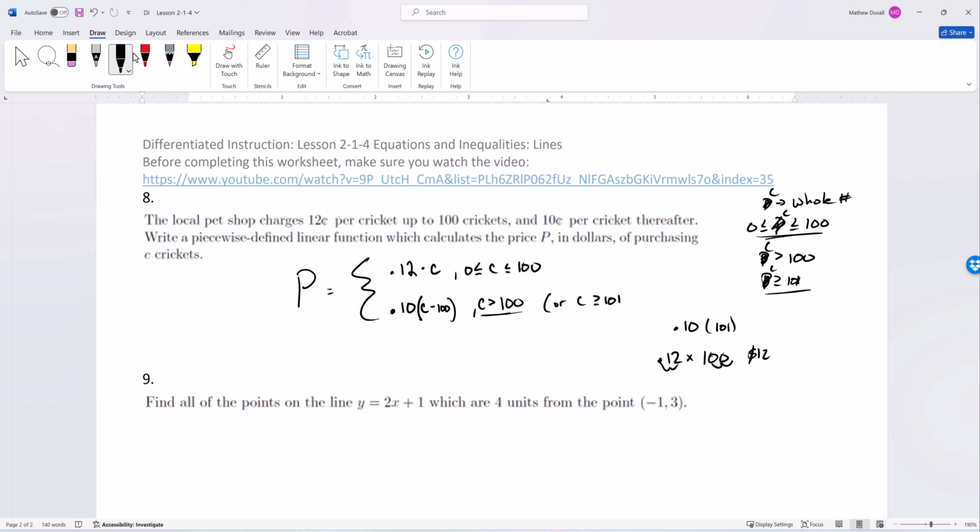So that's going to be plus 12, because I've already paid the $12 for the 100 crickets, and now it's 10 cents per cricket afterwards. So if I plug in that next integer, where C is an integer, or you could say C is a whole number, whatever, referring to the whole numbers. You can't have half a cricket. But that's it.